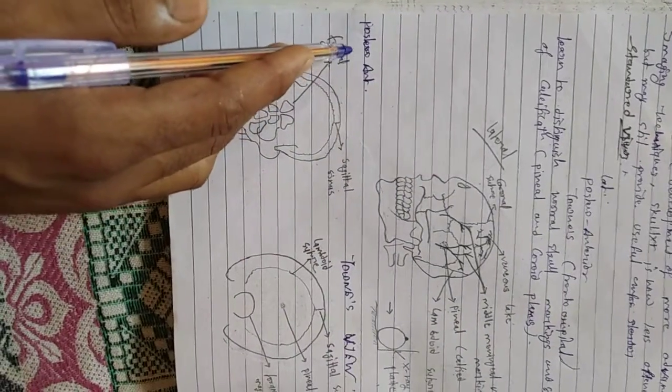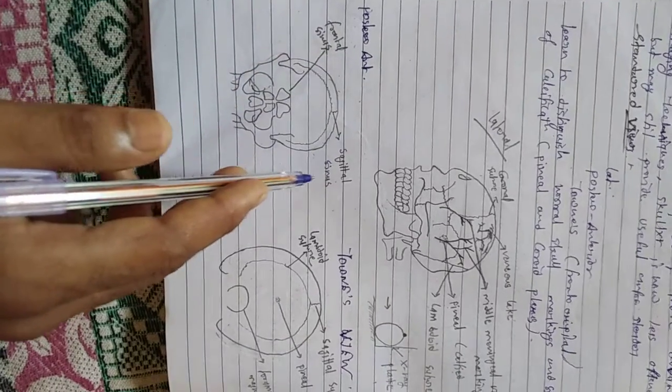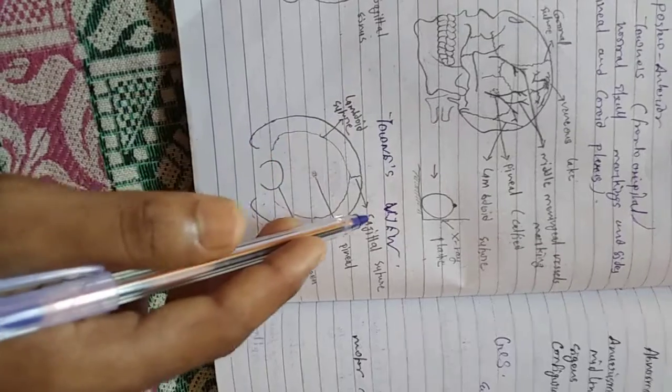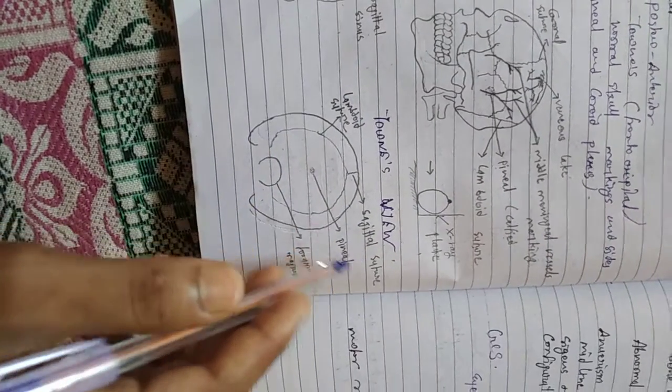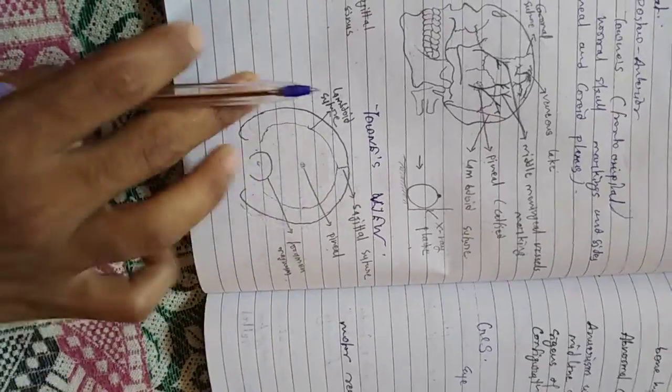Now this is the posterior anterior view, where this is the frontal sinus and the sagittal sinus. This is the Townes view. Townes view shows the lambdoid suture. This is the view of the sagittal suture. This is the pineal, and this is the foramen magnum.